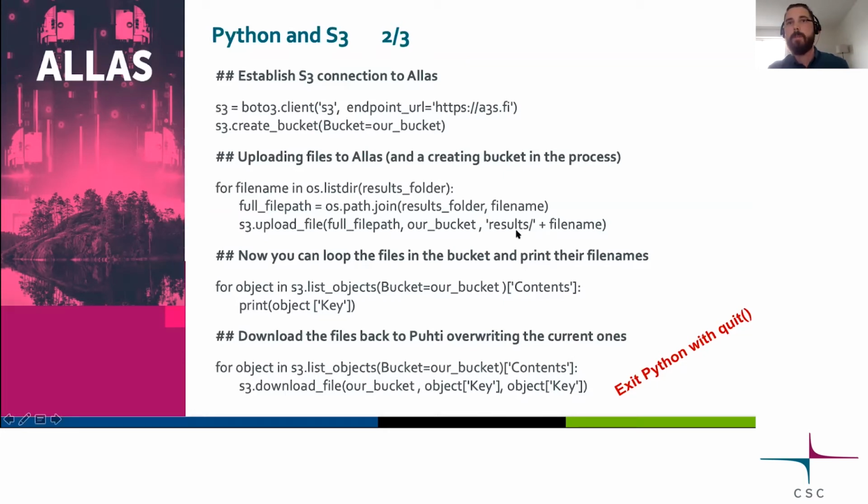For just listing your stuff in a bucket, again, we just loop the objects in a bucket and print out the keys, which represent the names. And you can download them back like this.